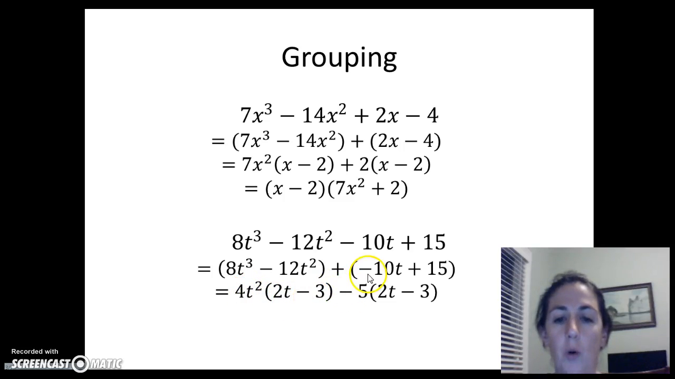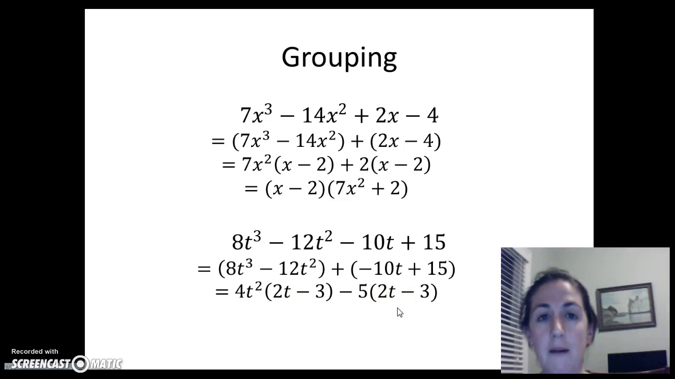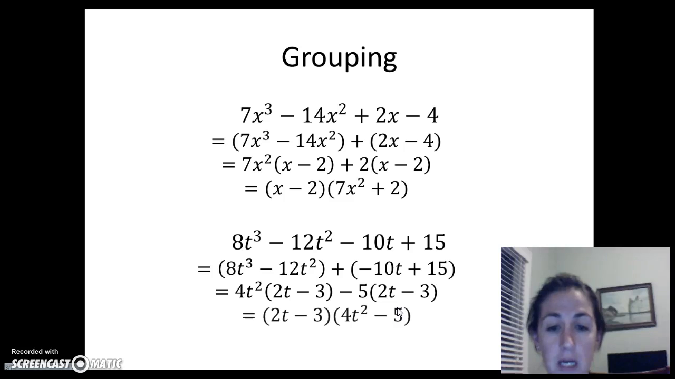Well, over here, if we factor out just a 5, we'd be left with negative 2t plus 3, but we need it to be 2t minus 3, so we'll factor out the negative with it. Factor out the negative 5: negative 10 divided by negative 5, we're left with 2t. 15 divided by negative 5, we're left with the negative 3. Now both of these terms have the same thing in common. They have 2t minus 3. Factor out the 2t minus 3, and you're left with 4t squared minus 5.